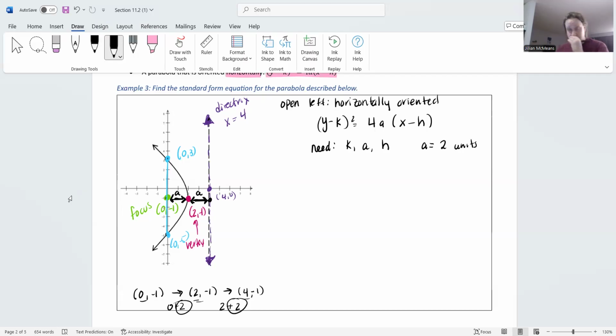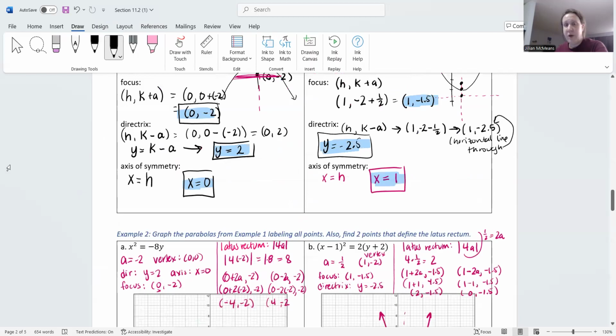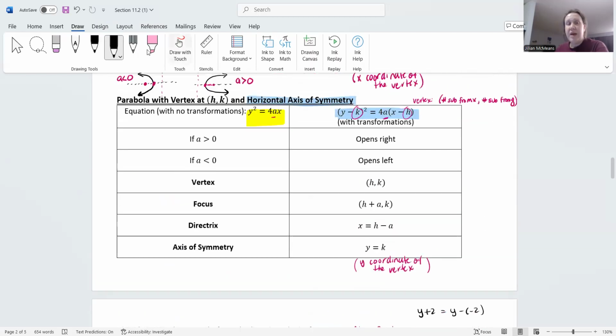And if we go back, it's got me all choked up. If we go back to our table of values, we have a parabola that is horizontally oriented. Hold on, let me get a sip of water.